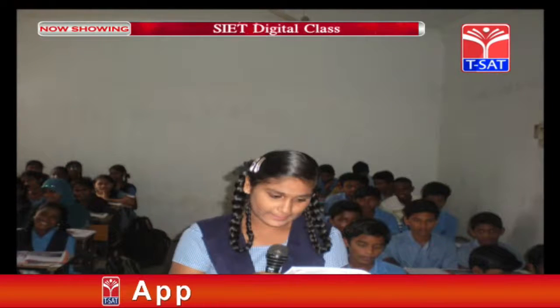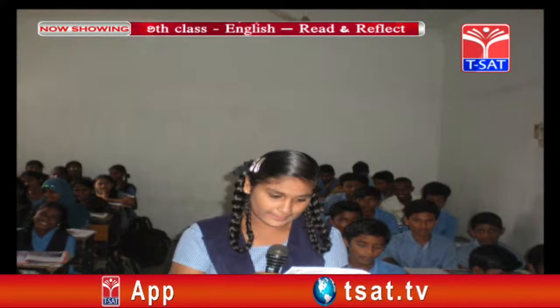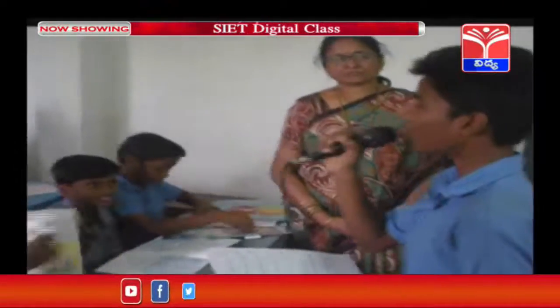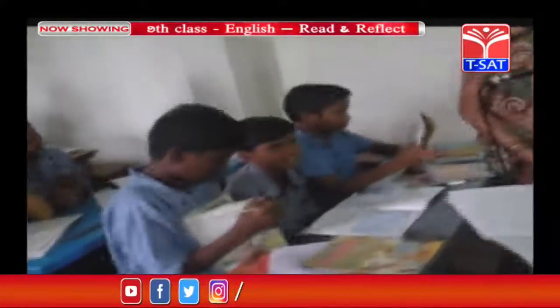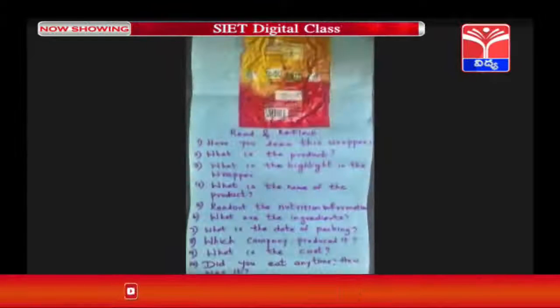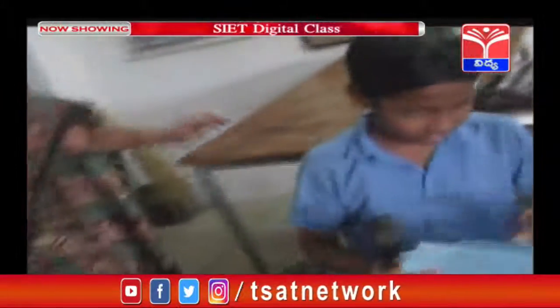Now, the teacher called another student who reflected upon a story called The Clever Bat. Here the student is telling the story in his own words without looking into the book. The story is written by the student in his own words. You watch the children listening to the story. Now, this is another material given by the teacher to reflect upon a food wrapper called NutriChoice.